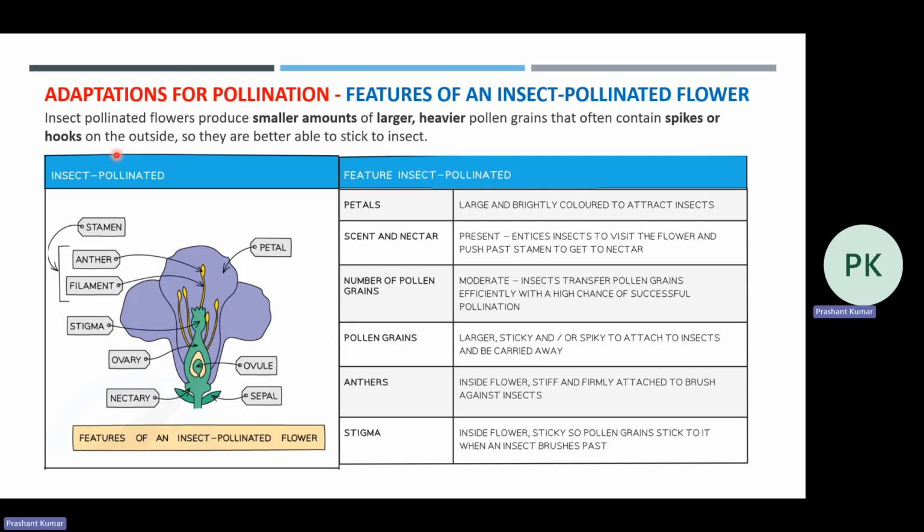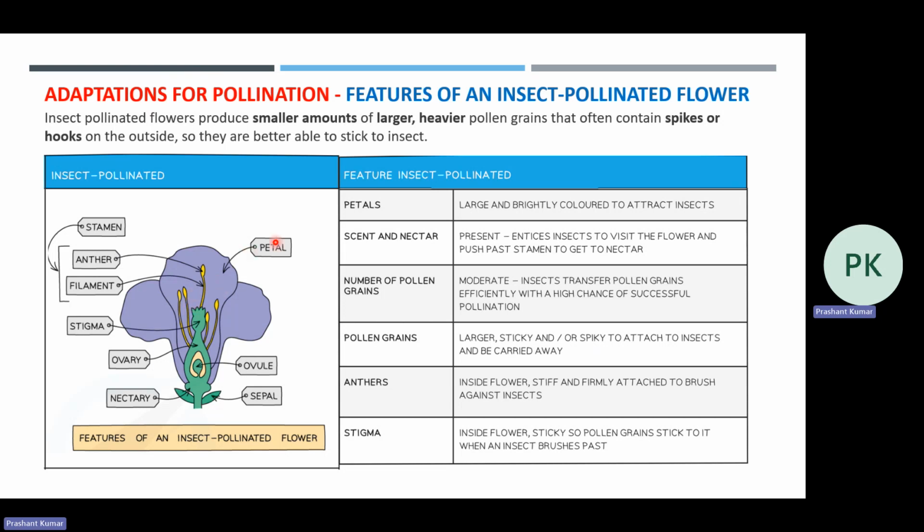So let's try to understand how insect pollinated flowers are adapted or formed. For insect pollinated flowers, we have to remember three things. If it is an insect pollinated flower, we need insects first. So now the question is how the insect will come.